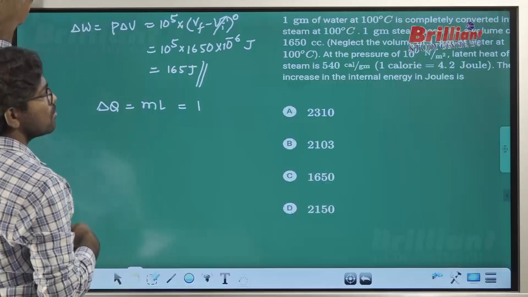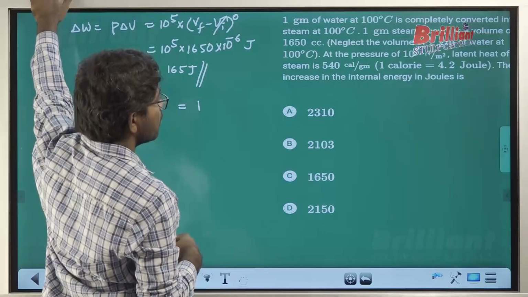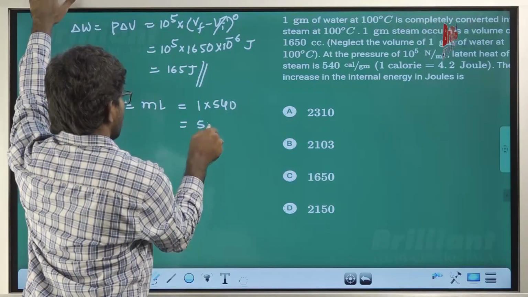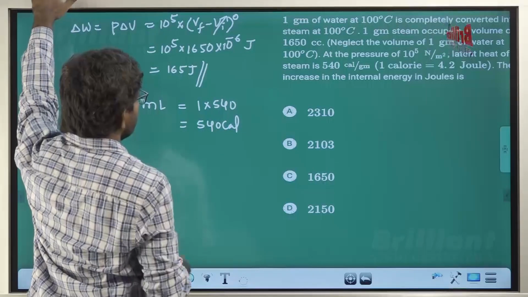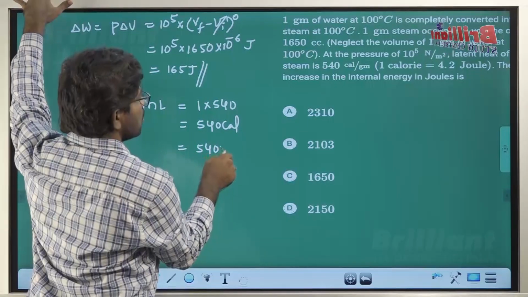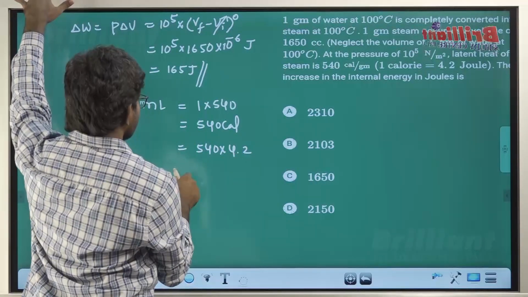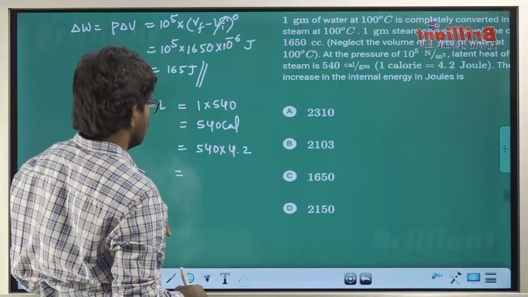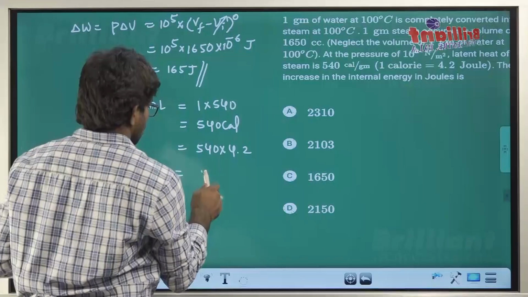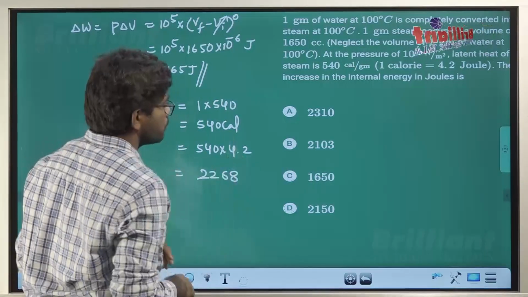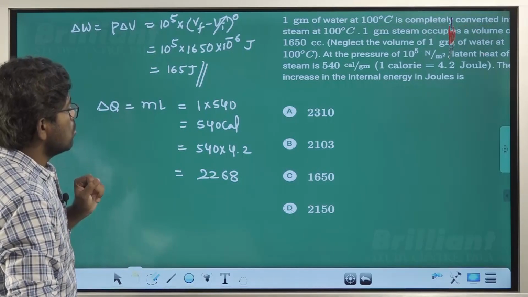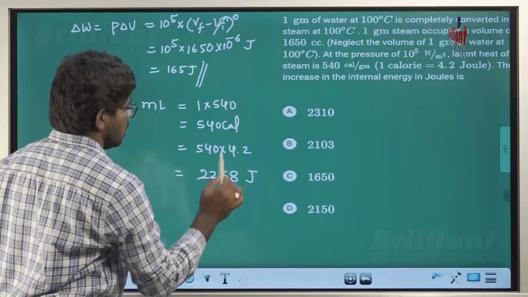Latent heat of vaporization is 540 calories per gram. So 540. Then you will get what? 540 calories. But we need it in terms of joules. So how much will you get? 540 into 4.2. 4.2 joules, right? So this 540 into 4.2, you will be getting as 2268. Okay, 2268. So 2268 joules is your heat supplied.